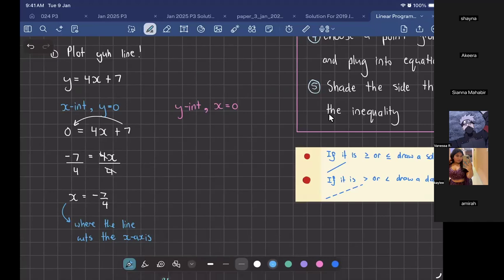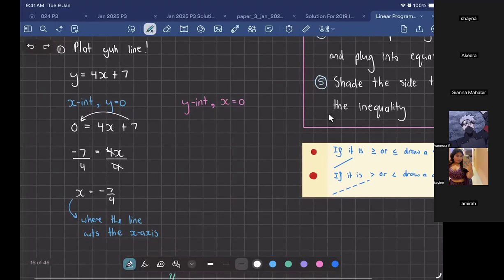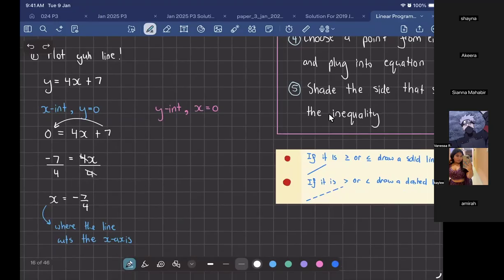Remind me, what do we know about the y-intercept? We know that x is 0. So anywhere you see x over here, what are you going to write? 0. Exactly. So you tell me what to write in this line. y equals 4 brackets 0 plus 7. What's 4 times 0? 0. What's 0 plus 7? 7. Y is equal to 7, right?